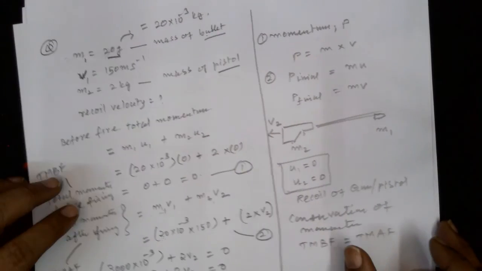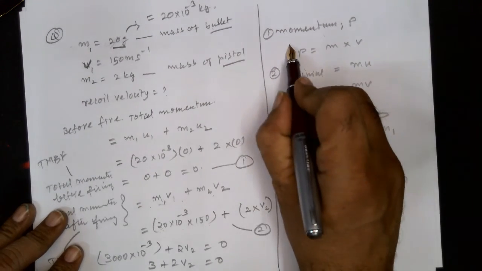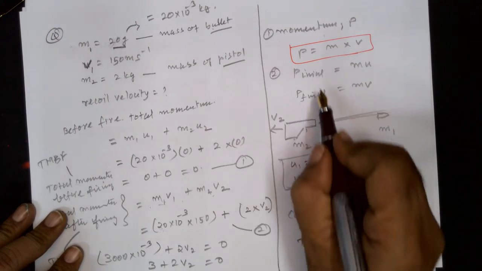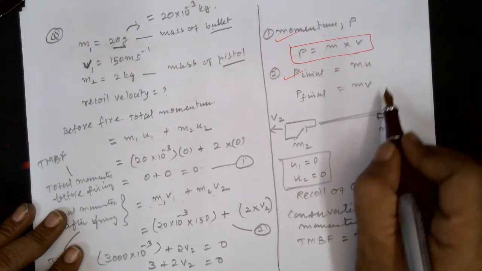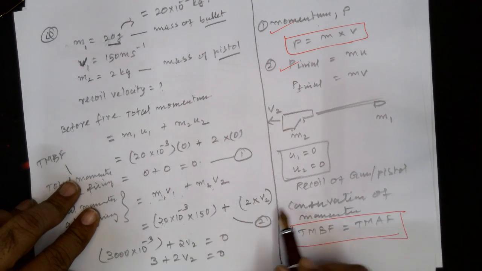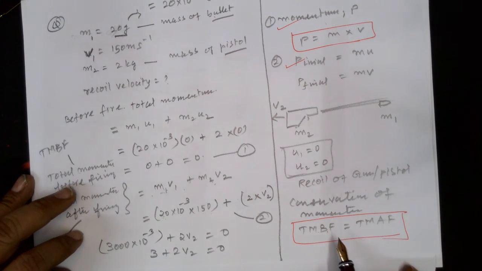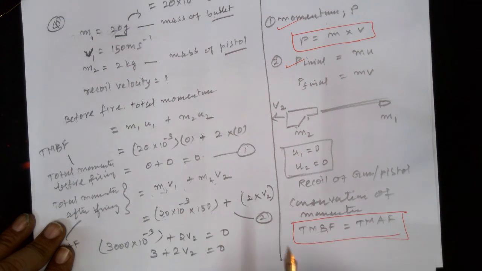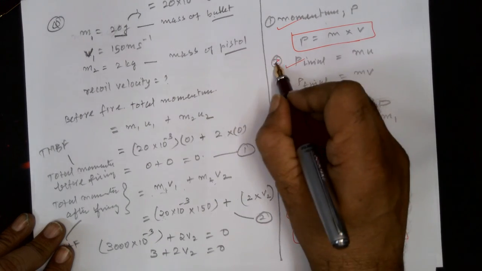Do you understand? Now what are the major concepts here? The first thing is that we have to consider the momentum first. Momentum formula, this is the first concept. Then you should understand about the initial momentum, final momentum. This is the second concept. Third concept, that total momentum before firing and after firing is the same, constant, that is equal to 0. Okay, total momentum before firing is equal to total momentum after firing. Okay, and we talked about the initial velocity.